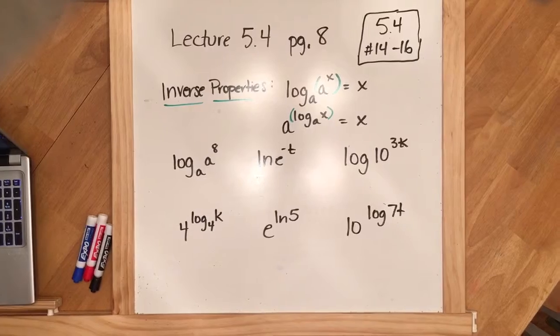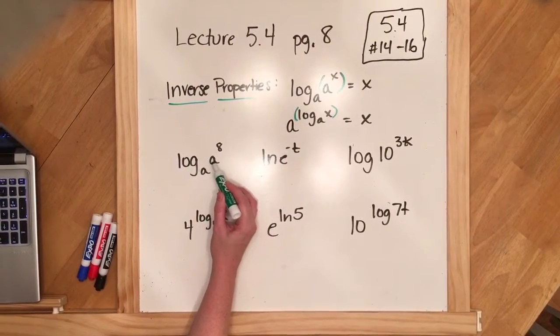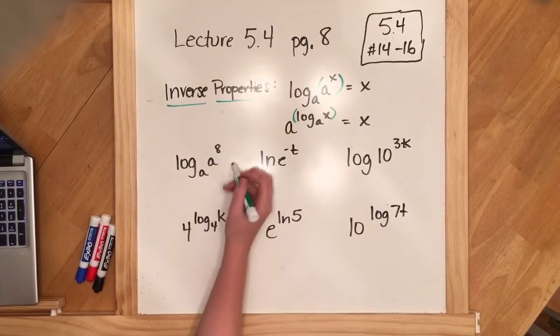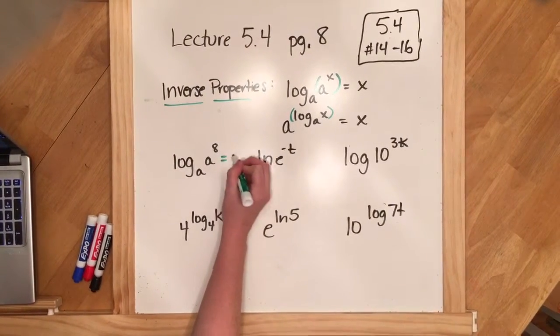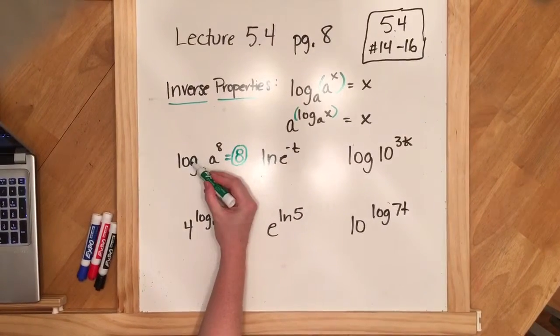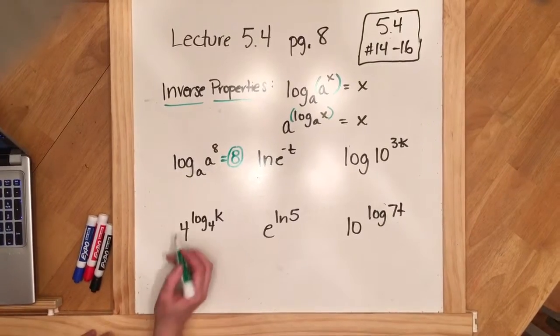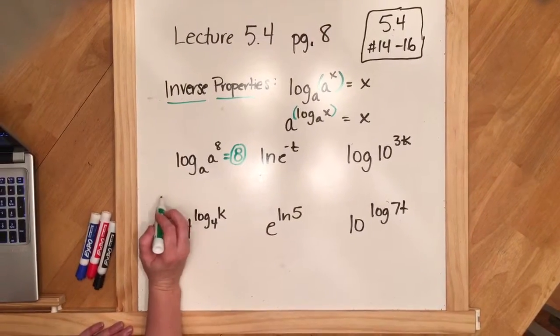For instance, if we recognize this as an inverse property, log base a of a raised to the 8th, then we're going to see right away that this is just equal to 8. Log base a of a kind of cancels out. For instance, I'll show you why.